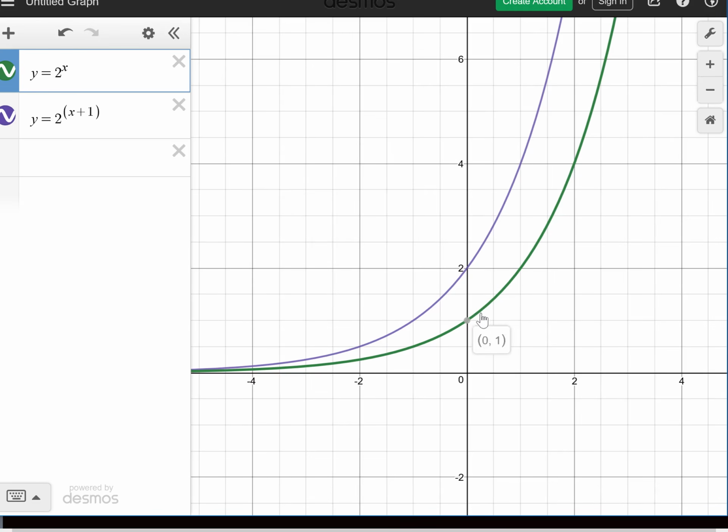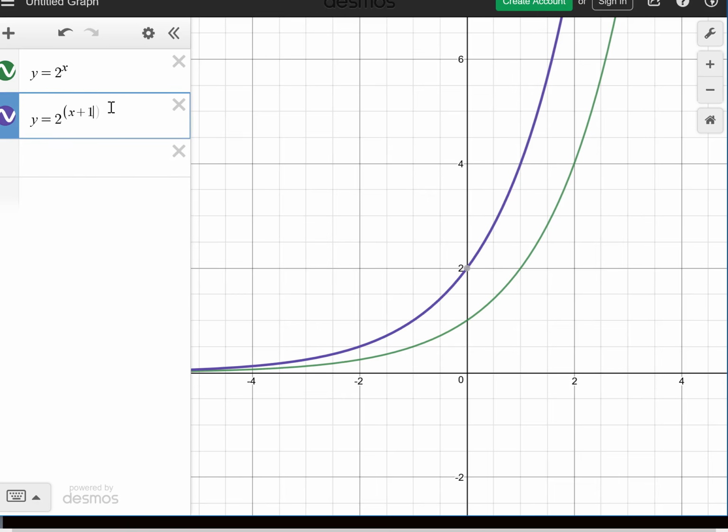It actually doesn't. So here's my original function. Notice this point right here, this 4, is not being shifted up 1 to 5. What this is going to do, and this should make sense to you as well, is shift it to the left 1. Just like we saw with our functions, if I added the 1 to the x when I had x squared, it would shift it to the left. That's exactly what's going to happen here.